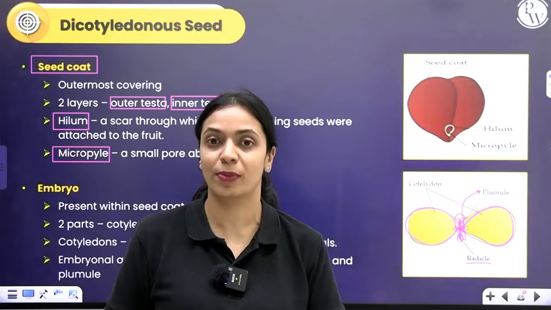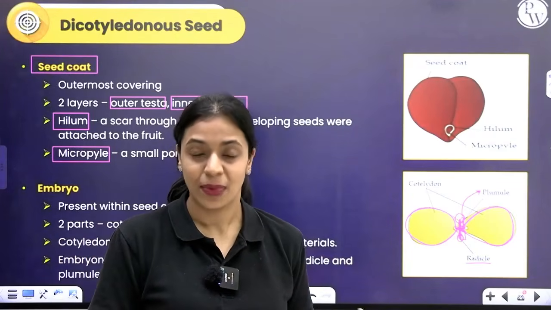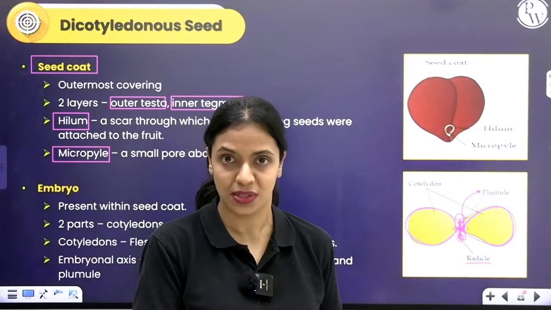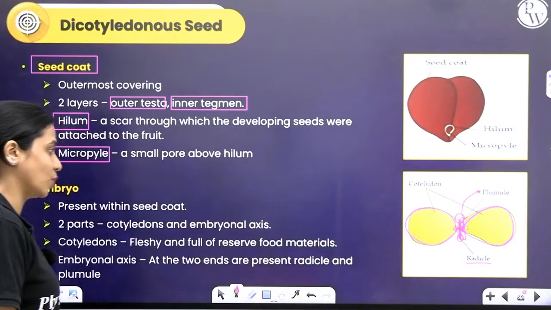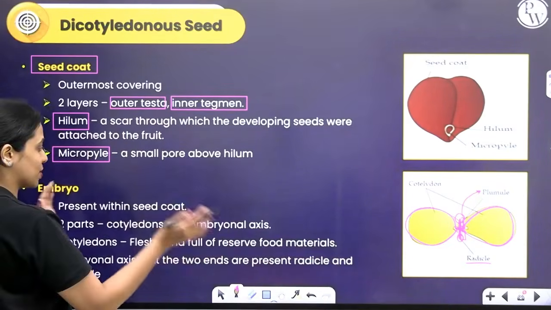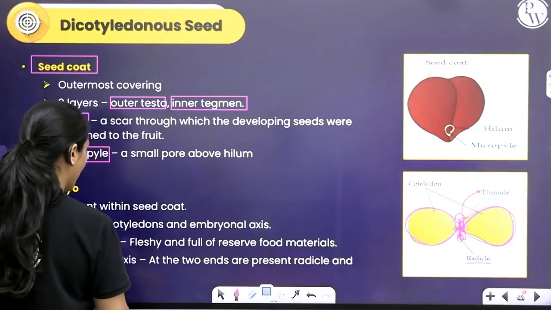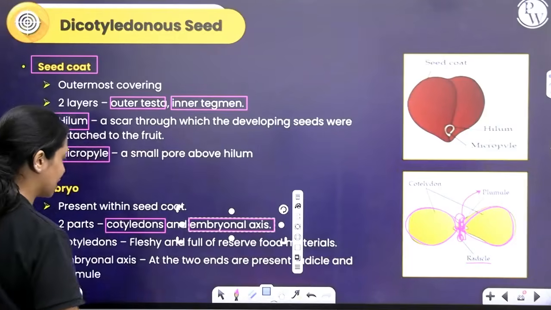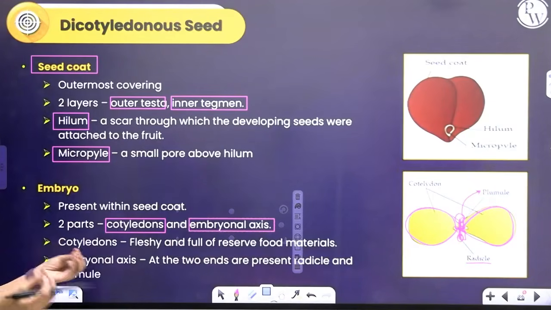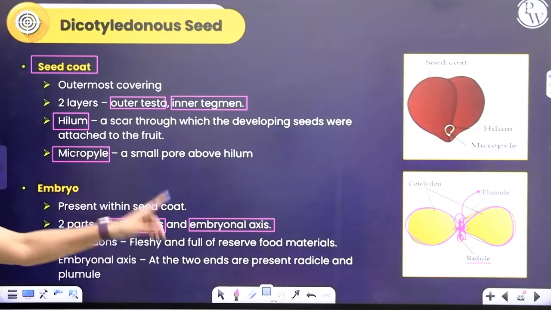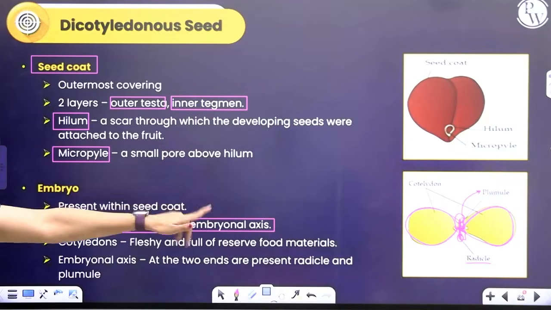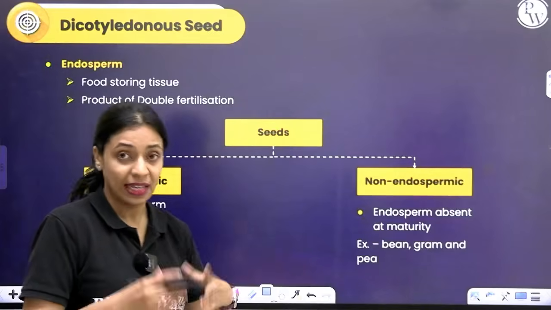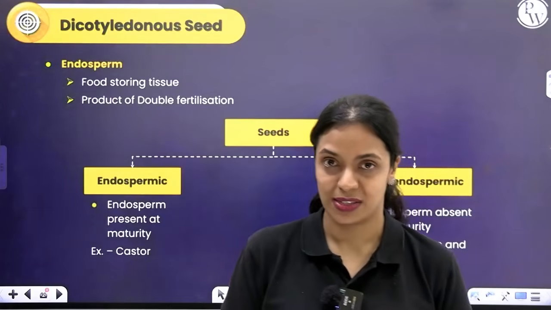Remember, when we spoke about root and stem, I told you that radicle gives rise to the roots and the plumule gives rise to the shoot system. So that is what you see in the embryo here. Okay, so this embryo is present within the seed coat. Embryo has two main parts. It has two cotyledons and it has the embryonal axis. The cotyledons basically store a lot of reserve food. That is why it is fleshy in nature. At the tips of the embryonal axis, you have the plumule and the radicle. I have already told you about it. Now, within the seed, dicot seed, endosperm will be present. Okay.